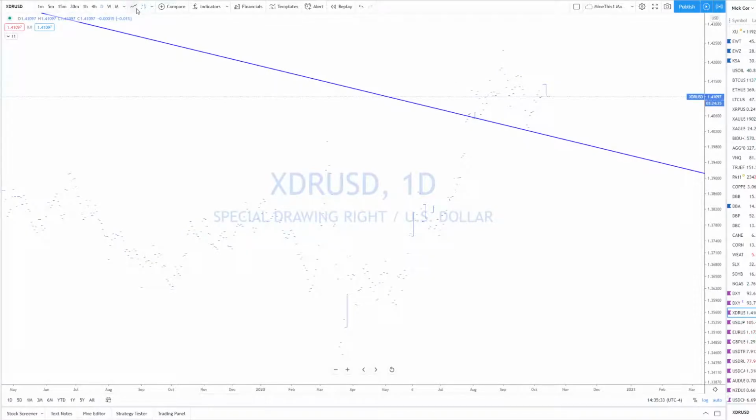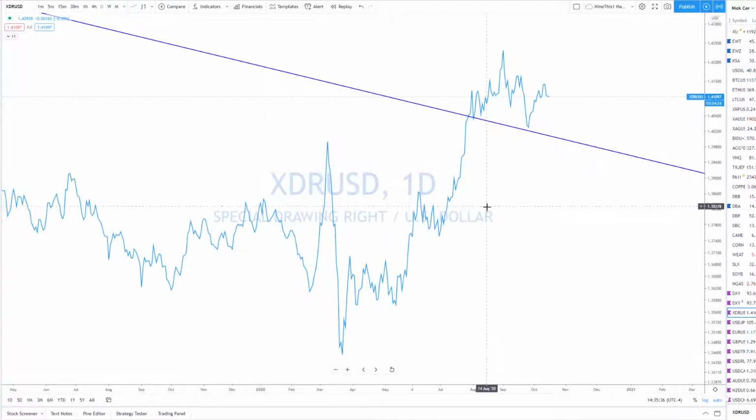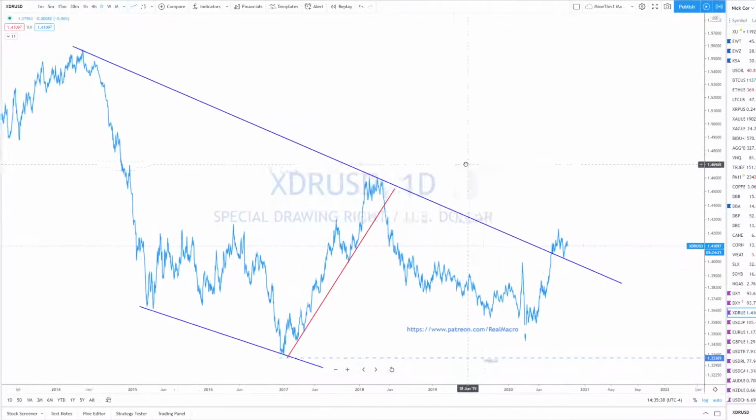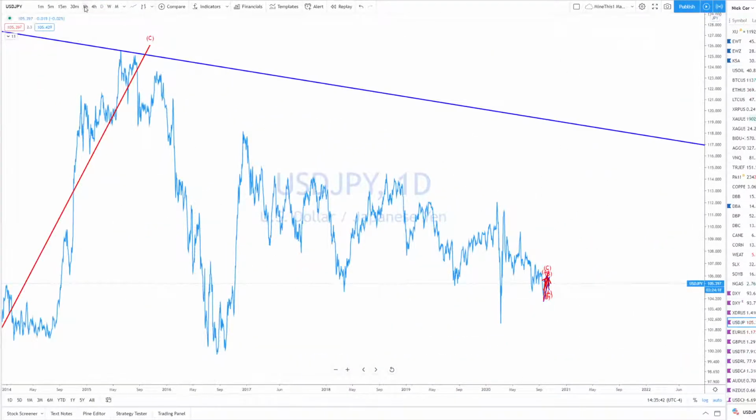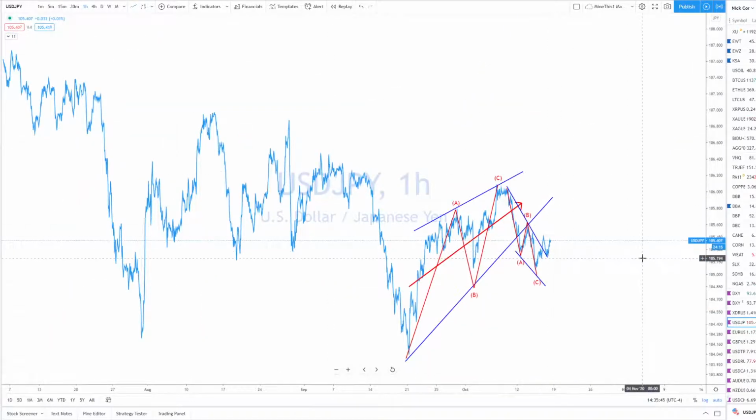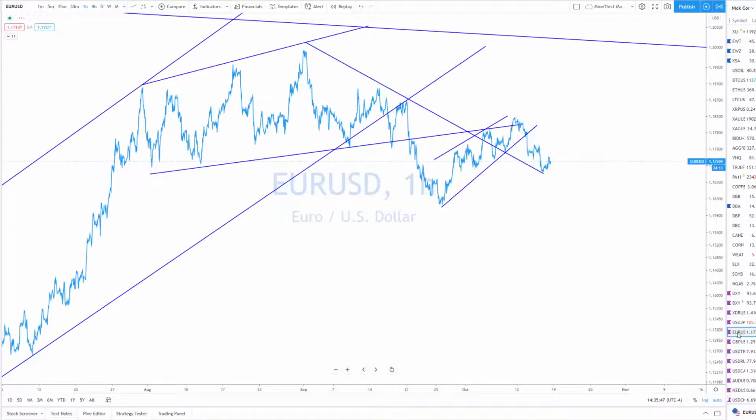The IMF, special drawing rights, right? It's like a world reserve currency. Not doing a very good job. US dollar, Japanese yen, pushing a little bit higher. Euro, USD.